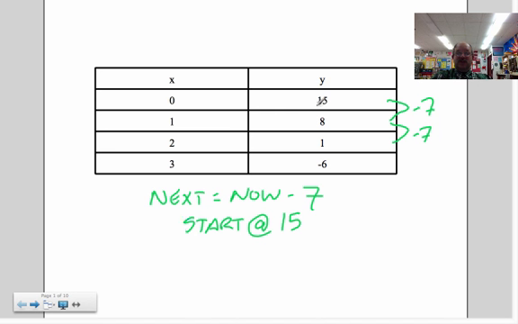Start at 15. That's the next now. That's my recursive equation. My explicit equation is going to follow that same format. Y equals. I'm going to repeatedly subtract 7, so I'm going to subtract 7 however many times, and I'm starting at 15. There's my y equals equation. Okay, started at 15, kept subtracting 7. Want to know the 100th term? Negative 7 times 100, add 15 to it.